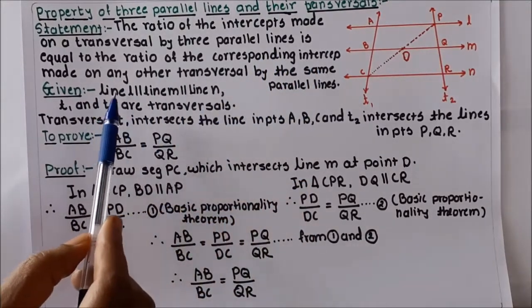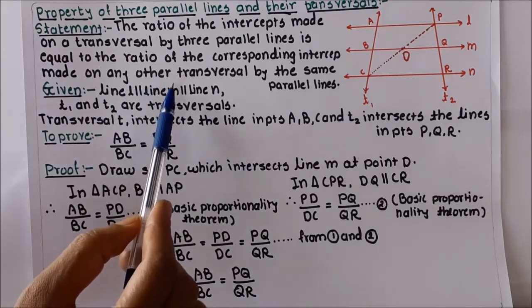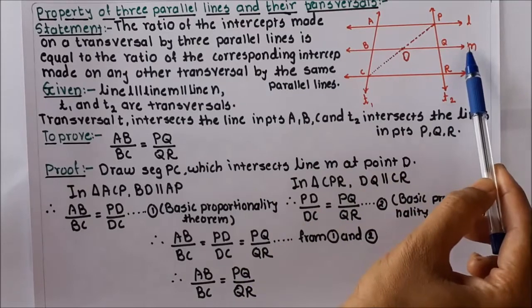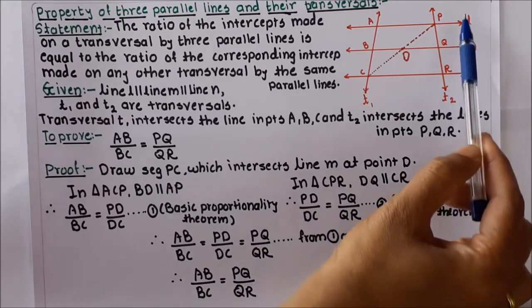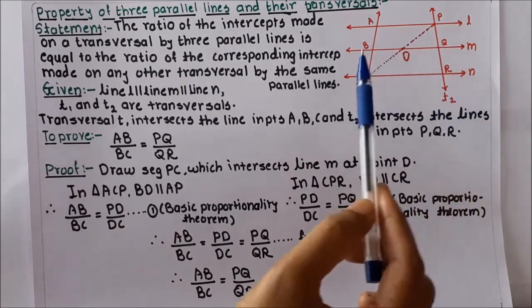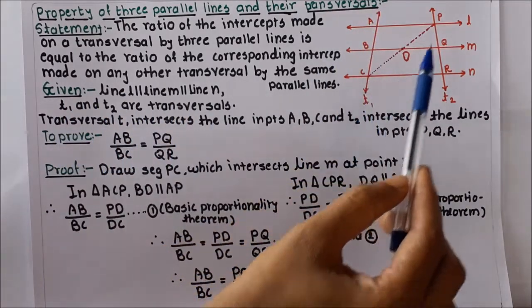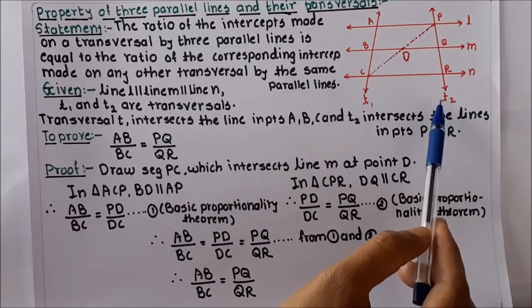Now here given, line L parallel to line M parallel to line N. You can see here in this diagram, this is line L, this is line M, and this is line N. All these three lines are parallel to each other. Now this T1 and T2 are transversals. This one T1 is one transversal, T2 is another transversal.